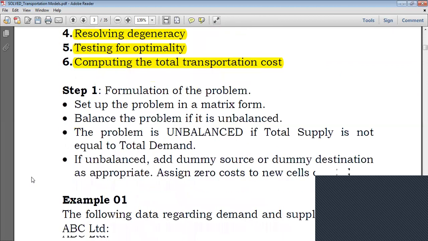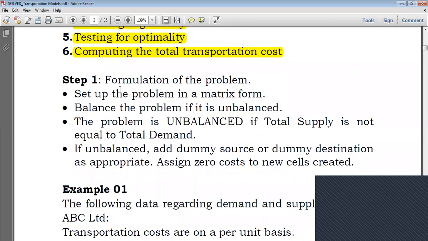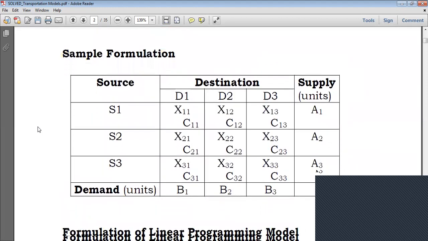So here we proceed. Formulation of the problem. What do we mean by step one? That is formulating the problem. By formulating the problem, we simply refer to the following. Set up the problem in a matrix form, which is like this one.